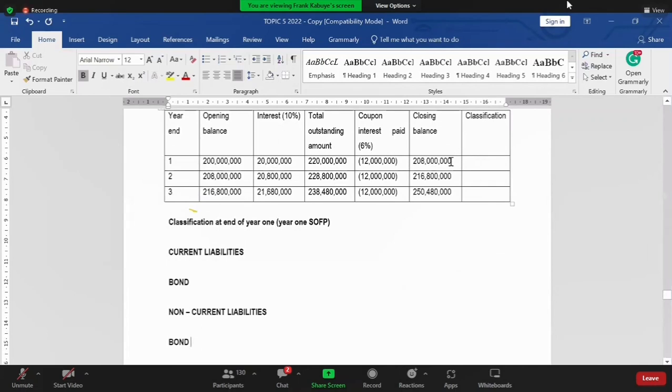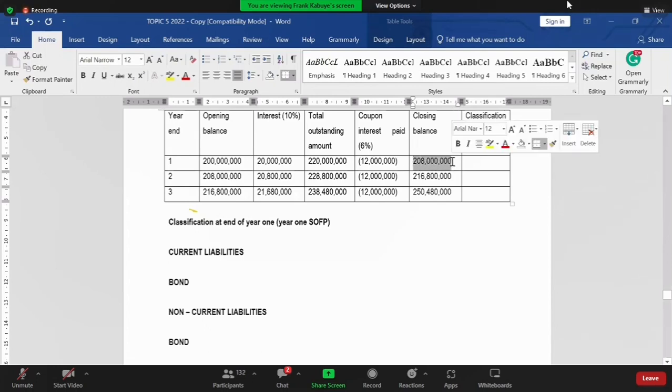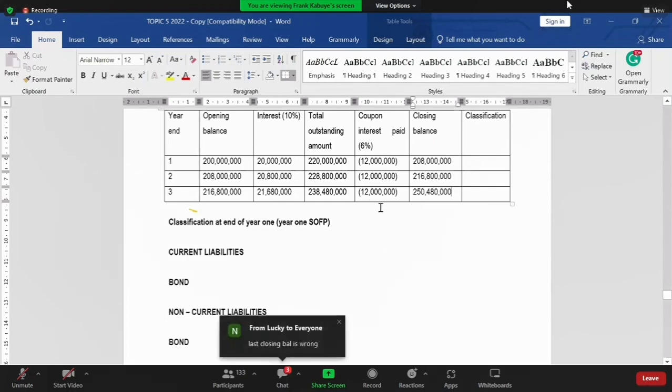Now, this amount at the end of year one, the total outstanding amount is 208, like that, 208. But by year two, it will be 216,800, and then year three to be that. So you must classify this into current and non-current.